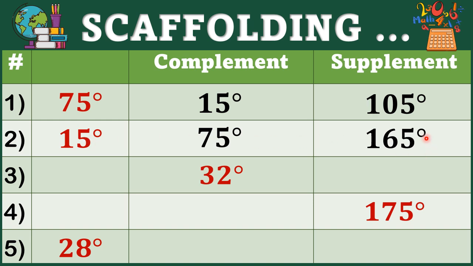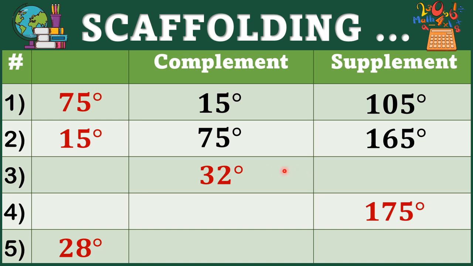Or you can use the shortcut. If you have 75 degrees for its complement, simply add 90 to get the supplement of the given angle, which is 75 plus 90, and it's still 165 degrees. It's going to be your choice which process you are going to use, whichever is more convenient on your part. Alright, so for number 3, what if we have this one?